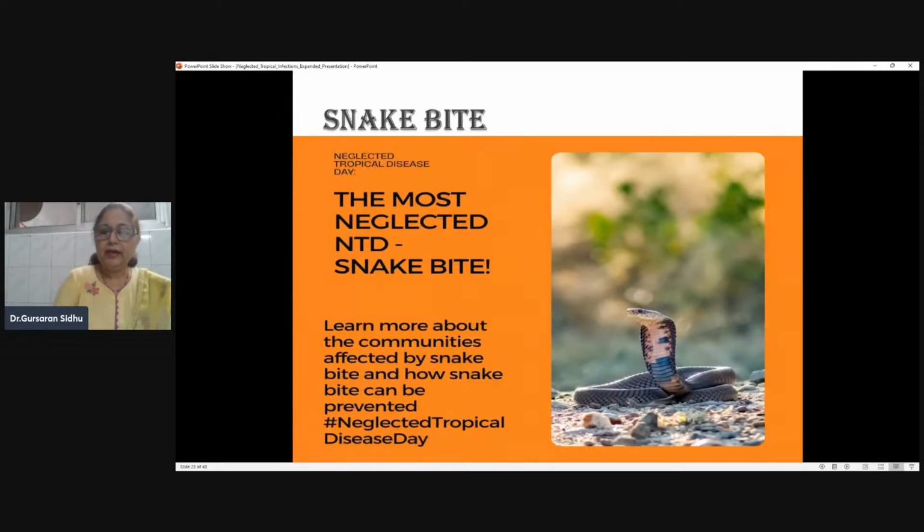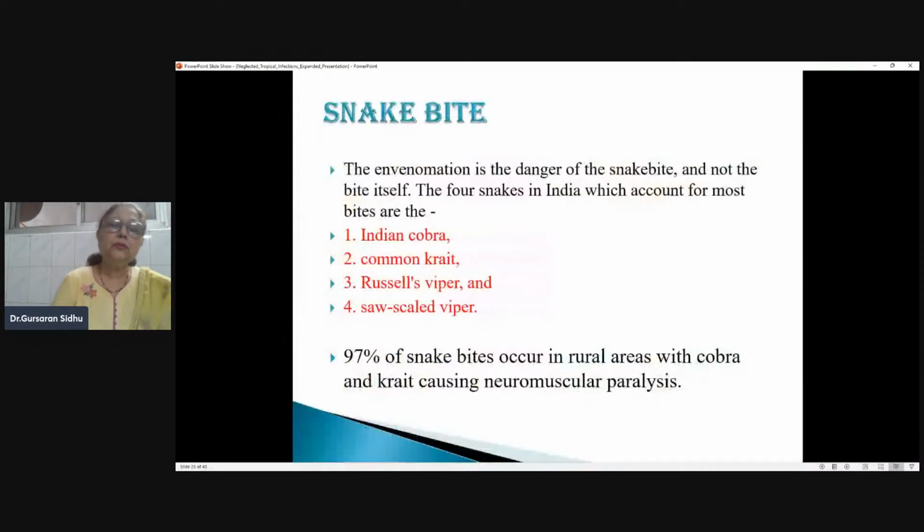In our area, krait is the most common. Cobra is also common. Cobra acts on the postsynaptic neuromuscular junction, and krait acts on the presynaptic neuromuscular junction. Russell's viper and saw-scaled vipers cause hematological features. In our area of Punjab, Rajasthan, Haryana, and Himachal, we don't see much of vipers, but we see lots and lots of kraits and cobras, and they cause neuromuscular paralysis.